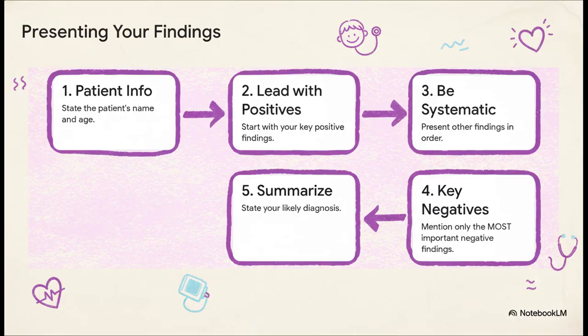Now, how you present your findings is just as important as the exam itself. You want to tell a story. Start with the headline, the patient's name, their age, and your single most important finding. Then systematically fill in the other key details. And this is crucial. Only mention the important negatives, the things you expected to find but didn't. Then you bring it all together and deliver your conclusion, the most likely diagnosis.